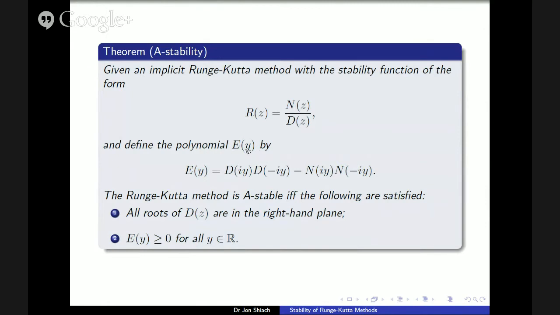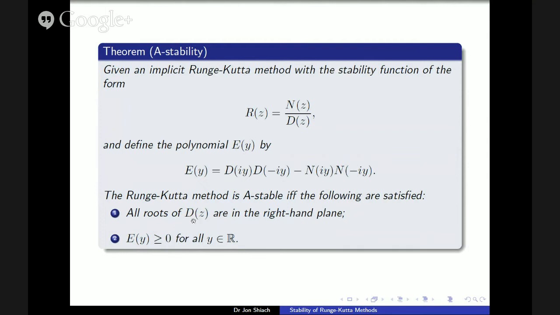So we define a polynomial E(y) by this. It's the denominator function with i, the imaginary number, times our variable y, multiplied by the same function but with minus i times y, minus the function on the top in terms of iy multiplied by the function on the top in terms of minus iy. This will give us an algebraic equation. This is given without proof, by the way. The proof of this is horrible.